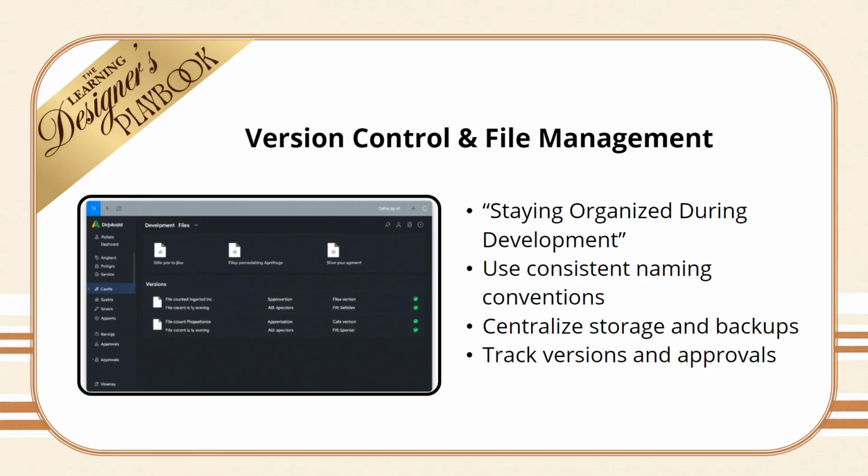As projects grow, organization becomes critical. Version control ensures that everyone works on the latest, approved files. Use consistent naming conventions for assets. For example, Module 1 script v2. Store materials in a centralized, cloud-based location like SharePoint, Google Drive, or OneDrive.